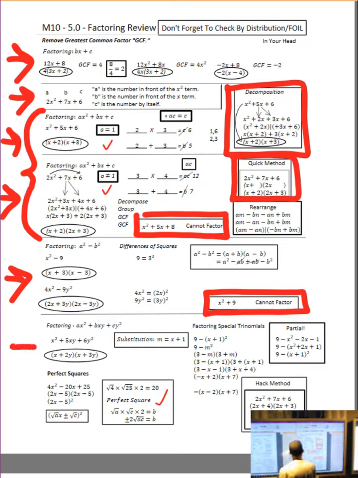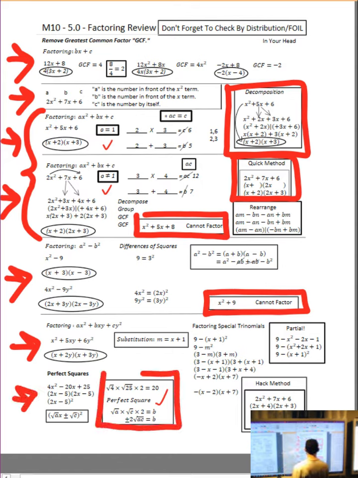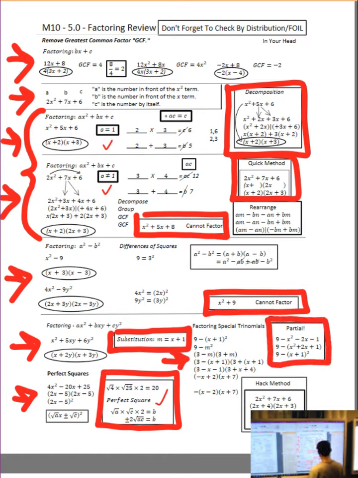Then some interesting ones, like if you have a y at the end, you need a y at the end. Things that turn into perfect squares and how to recognize them. The method of substitution, like we just did on the right here. Remember that you can do some partial factoring. And there's a hack method, and I hate it, and I don't like teaching it unless your teacher has wasted an hour of your time, whatever.